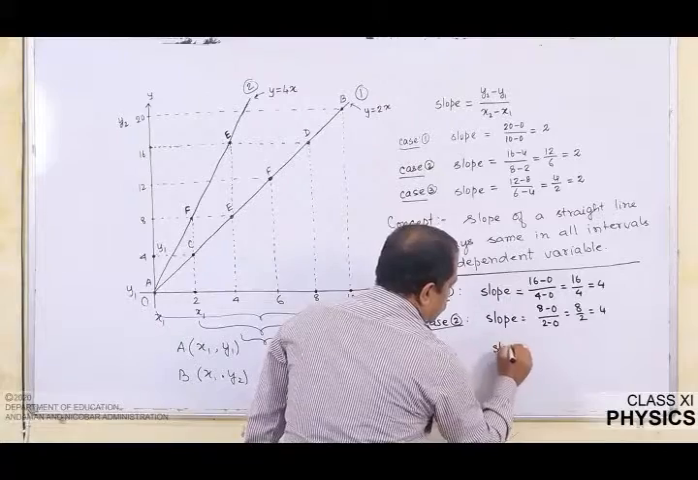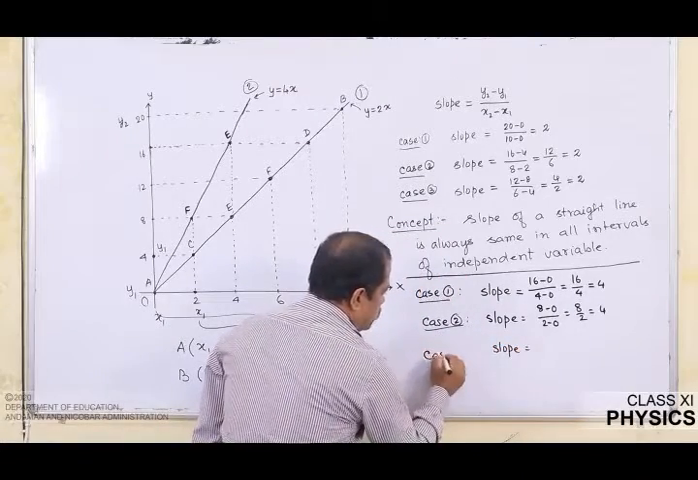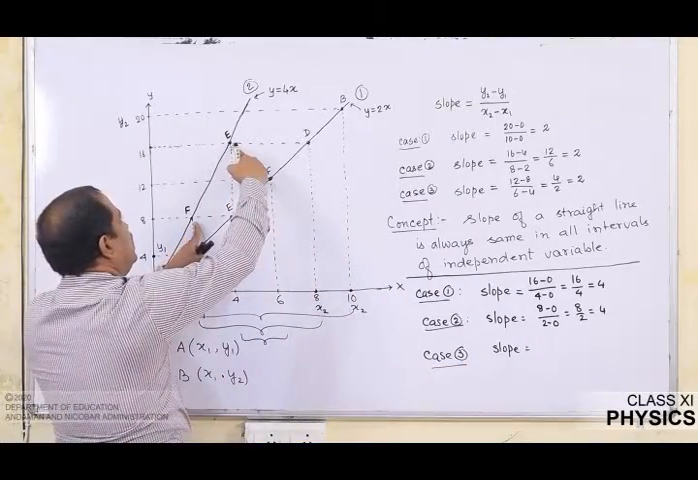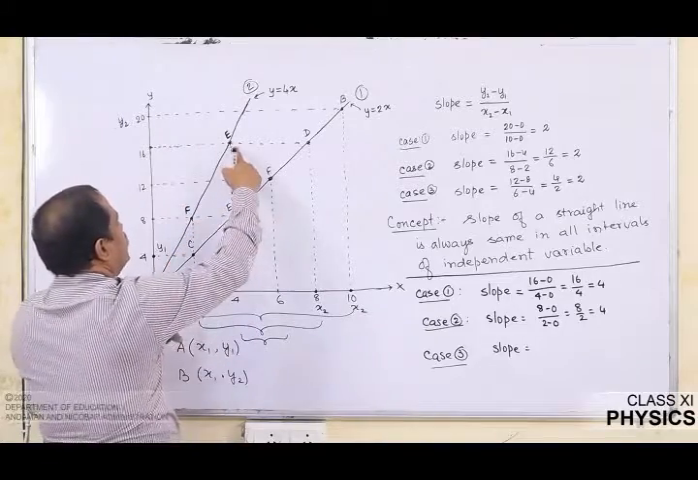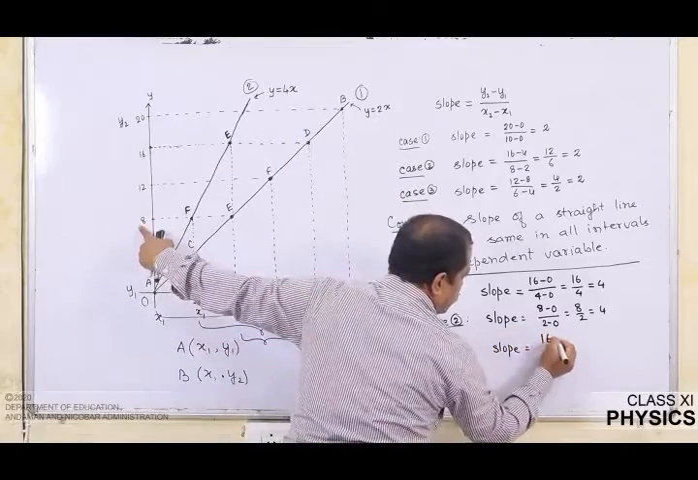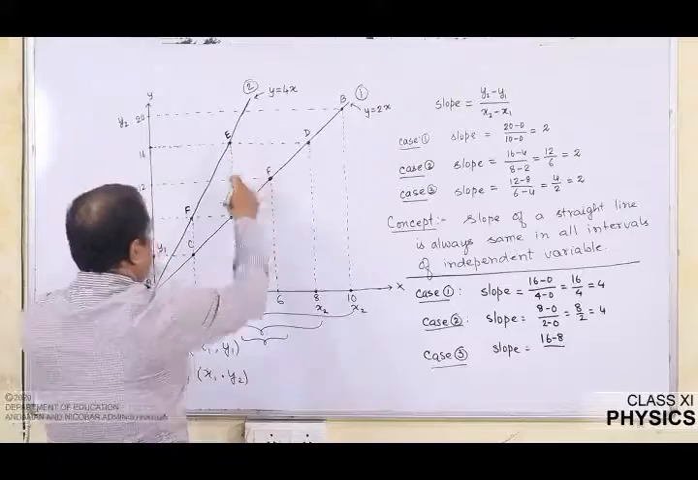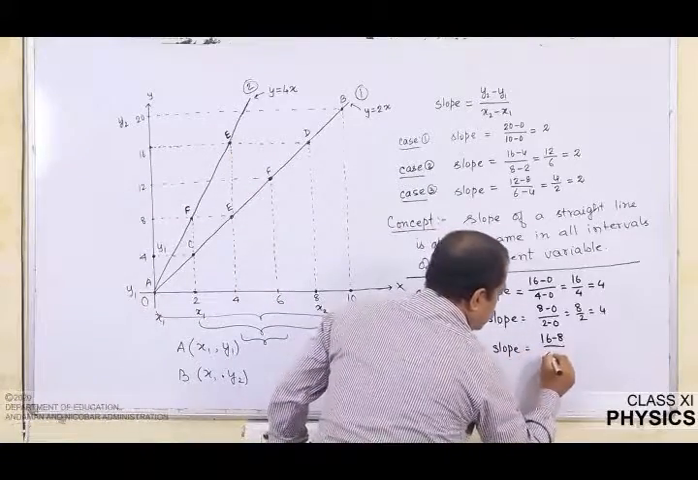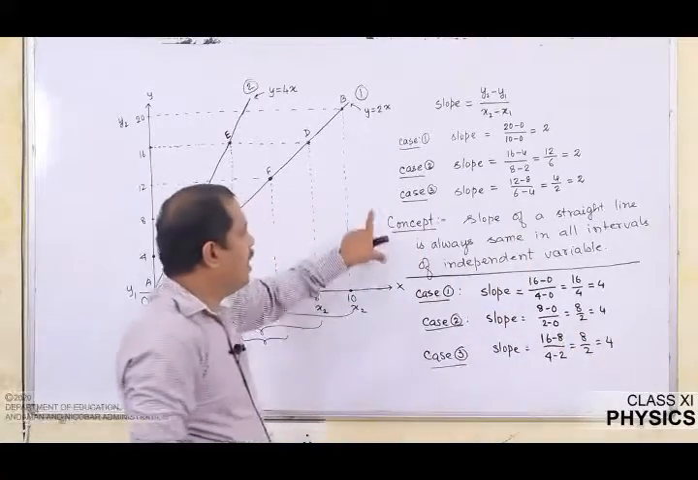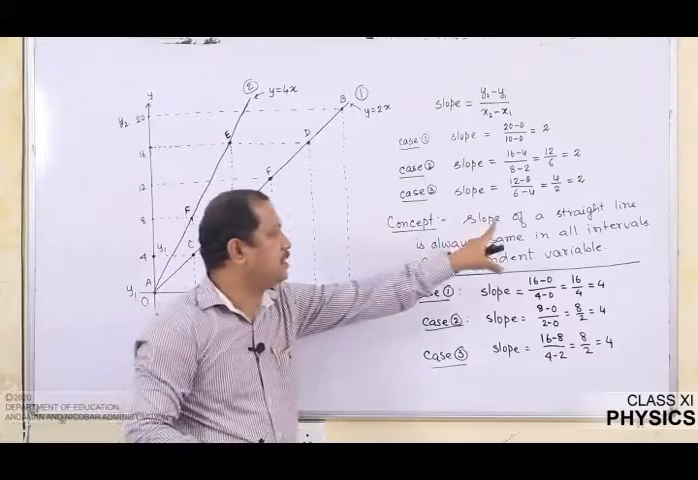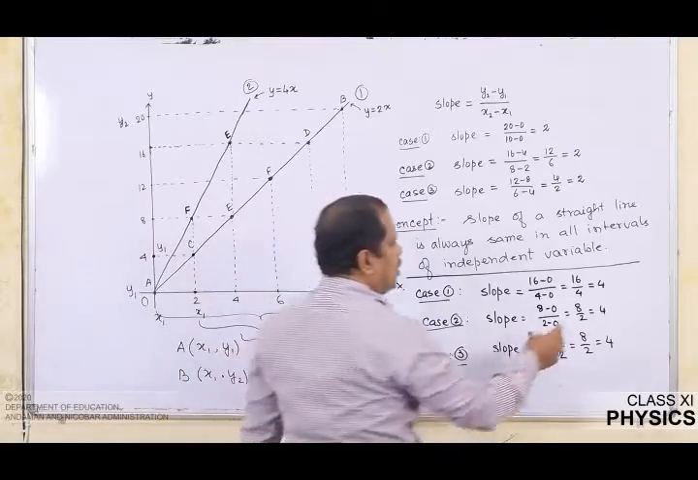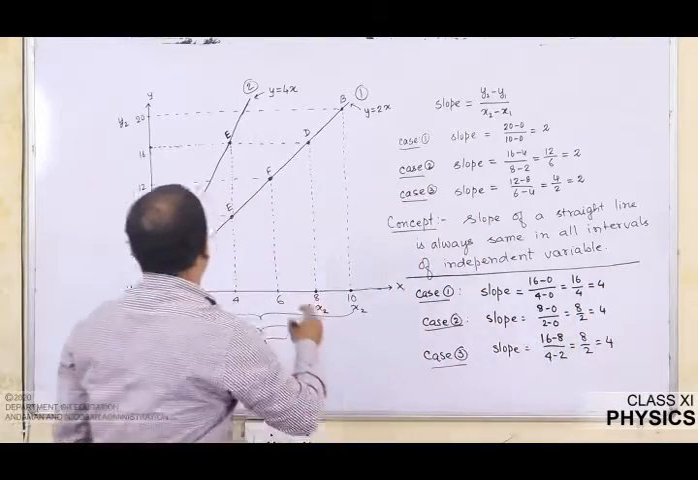I want to calculate the slope for the third case, between E and F. So, between E and F, this is y2 and this is y1. So, it is 16 minus 8 over 4 minus 2, which is 8 over 2, again 4. As we had the concept that the slope of a straight line is always the same in any of the intervals of the independent variable, here also I see that I have a straight line and the slope is the same for all intervals.